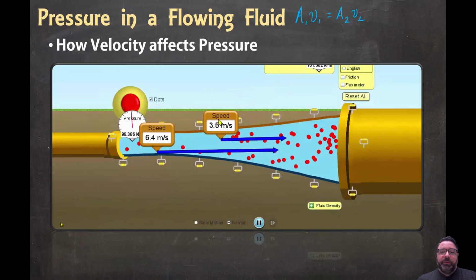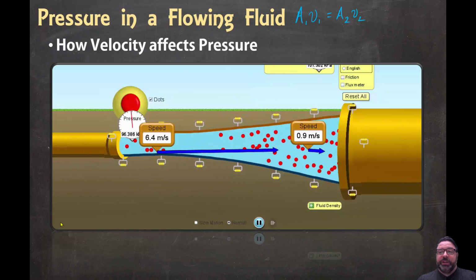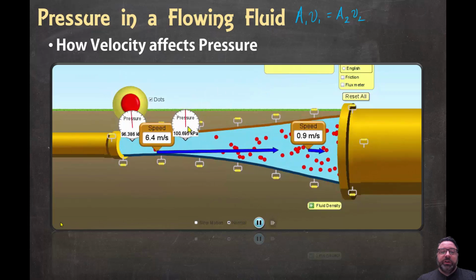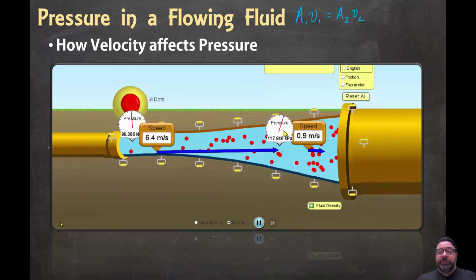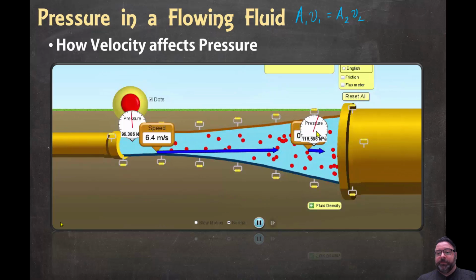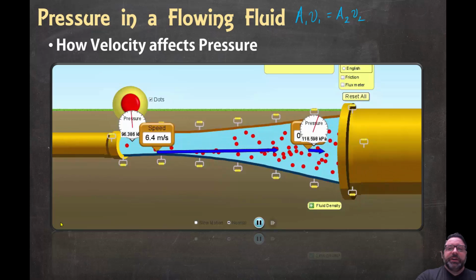So again, the velocity is slowing down. We can see it goes down from 6.4 down to less than 1 meter per second. And if we look at the pressure, it seems like the pressure is increasing as the velocity of the fluid decreases. So we can say, again, we don't know exactly how true it is, but it seems like as velocity decreases, pressure increases. And hopefully you also saw that when you did your lab in class.